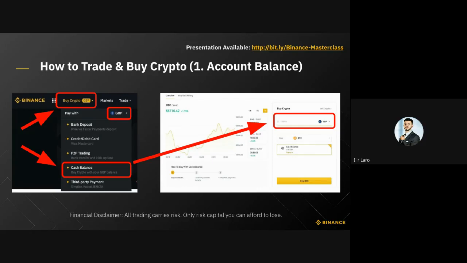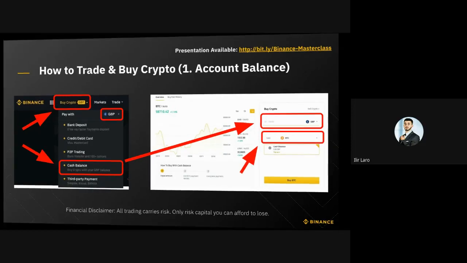So if you have 100 GBP that you deposited, you can spend up to 100 GBP to buy crypto, and then you can choose the coin that you want to buy, and then you buy BTC. It's as simple as that.